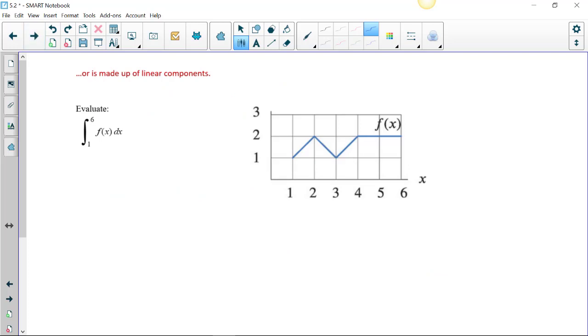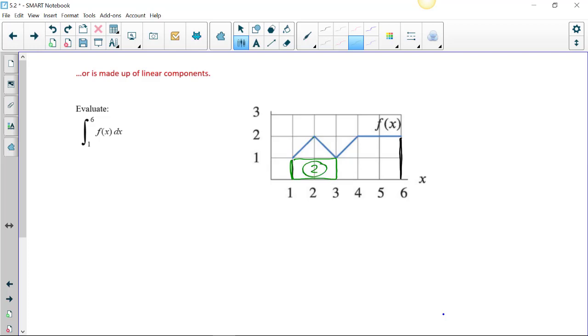So it may not be that the function's linear, but it's made up of linear segments. For example, in this graph here, this function. So if we want to evaluate the integral from 1 to 6, that means the area between that function and the x-axis on this interval from 1 to 6. So basically, we're talking this region here, okay? So we could just divide it up and kind of count squares, actually, all right?